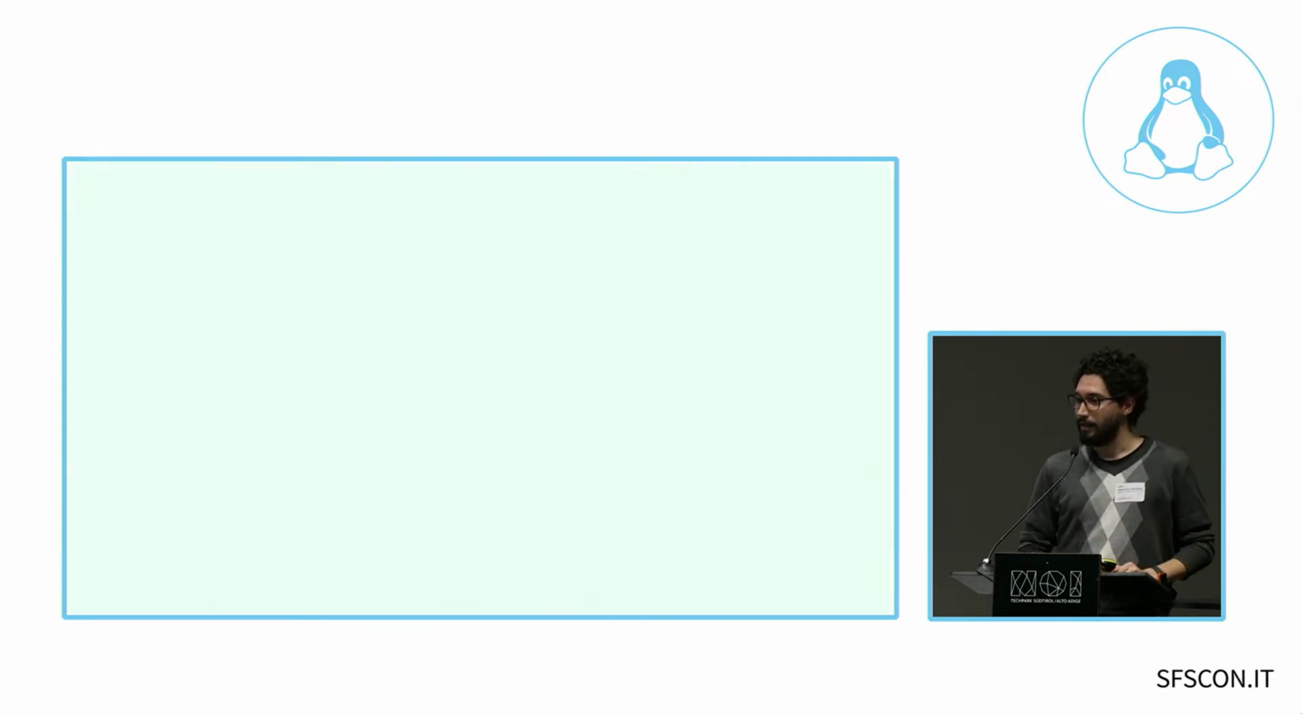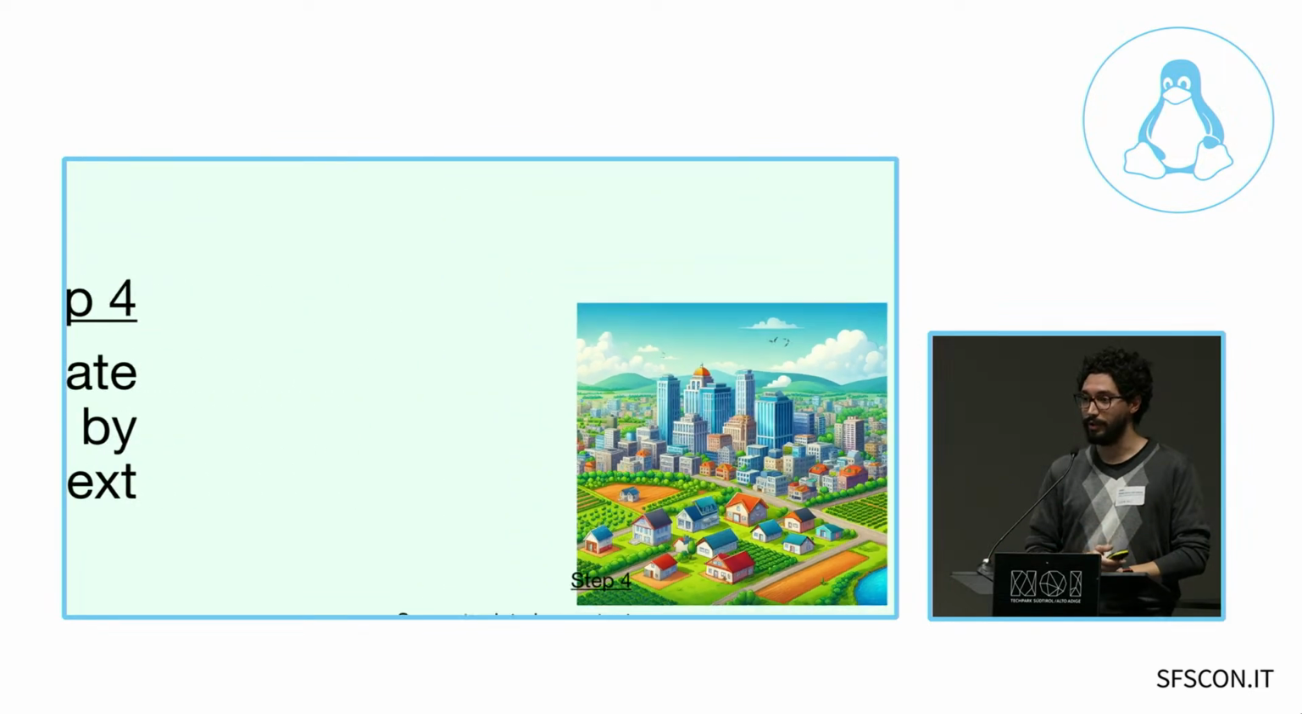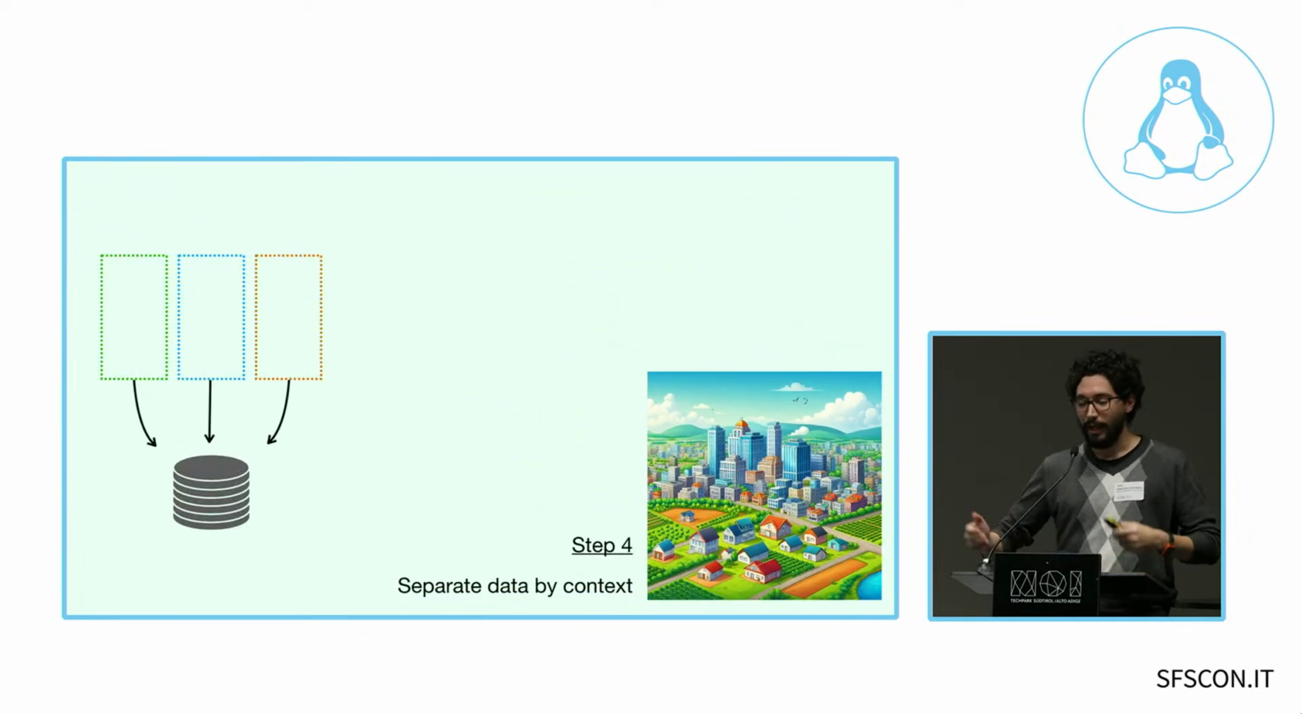And the next step, the final one, step number 4, is to separate data by context. So also follow these kinds of divisions, not only in your code, but also in your data. So, okay, you follow all the steps so far, and you have a modular application. It's very beautiful, but all the modules in your application access, write and read from the same database.